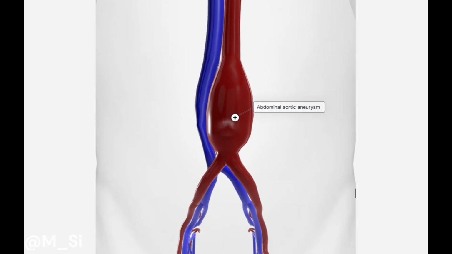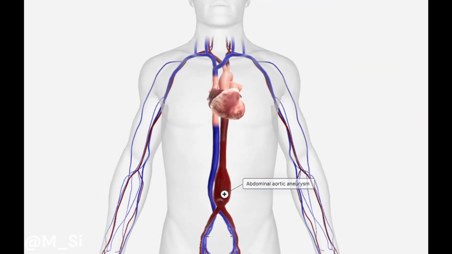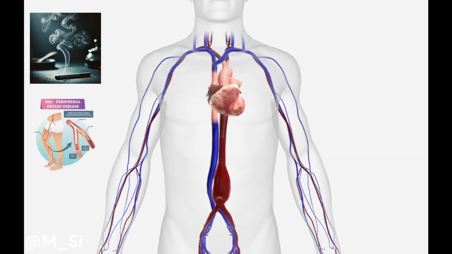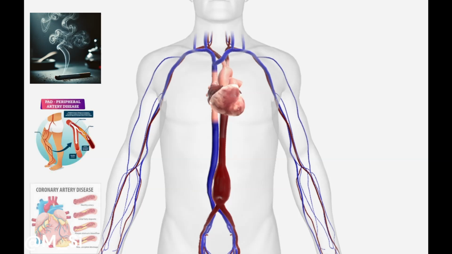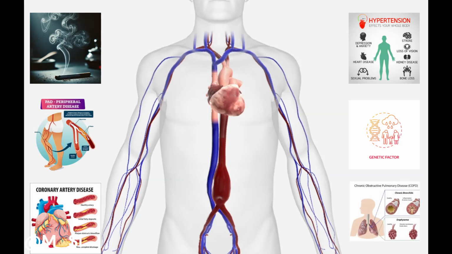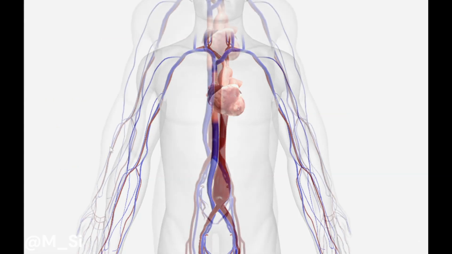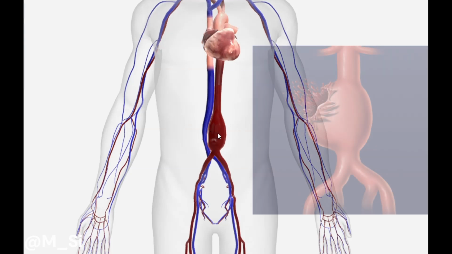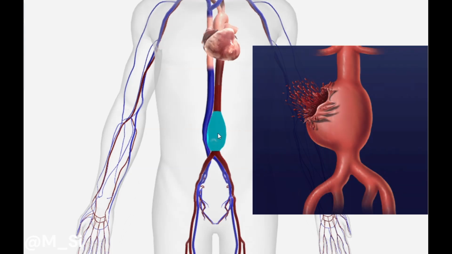the artery. Risk factors include smoking, peripheral arterial disease, coronary artery disease, hypertension, genetic factors, and chronic obstructive pulmonary disease, COPD. An abdominal aortic aneurysm usually does not cause any symptoms until it expands or ruptures.